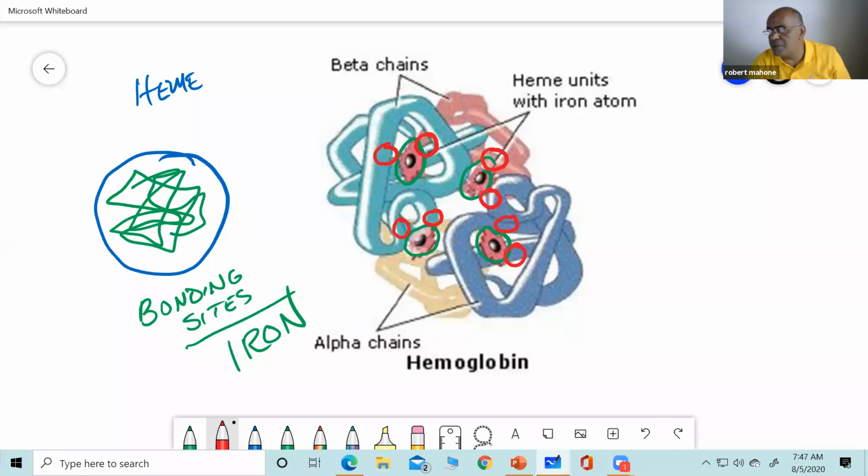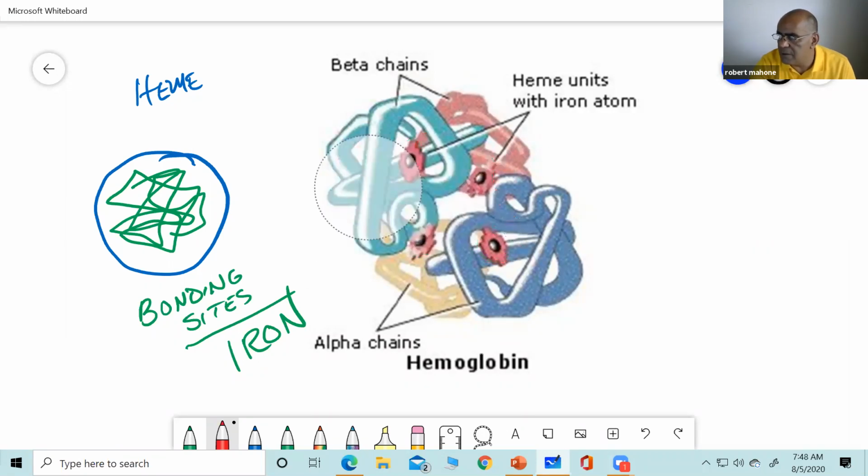Or excuse me, oxygen molecules, because these have iron in them. Okay, let me take all this off, start over again. All right, so your bonding site right there contains iron. Essential for making the heme molecule is the iron. Now, what does the iron do for us and why is it there?